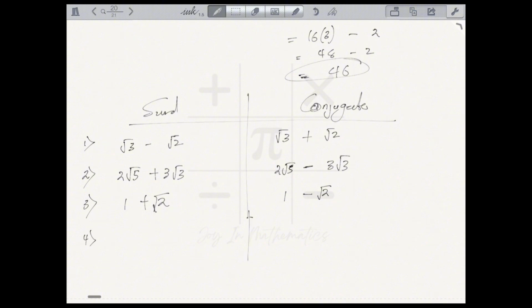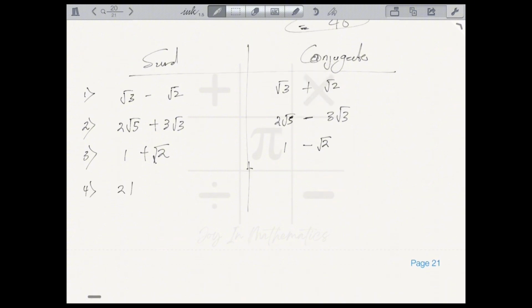Let's take 2 more examples. I have 2 root 3 minus 4. The conjugate will be 2 root 3, okay, instead of writing a negative, it will be a positive plus 4, not root 4.